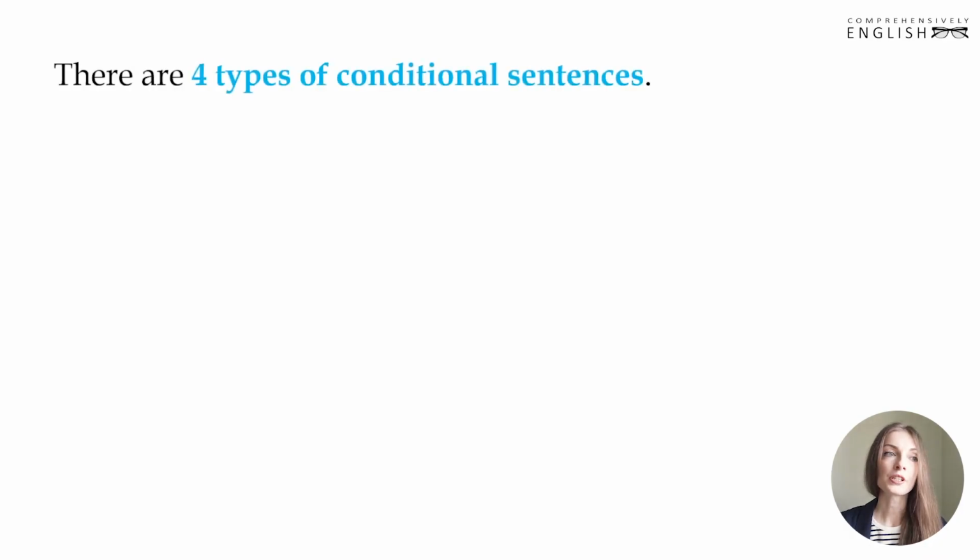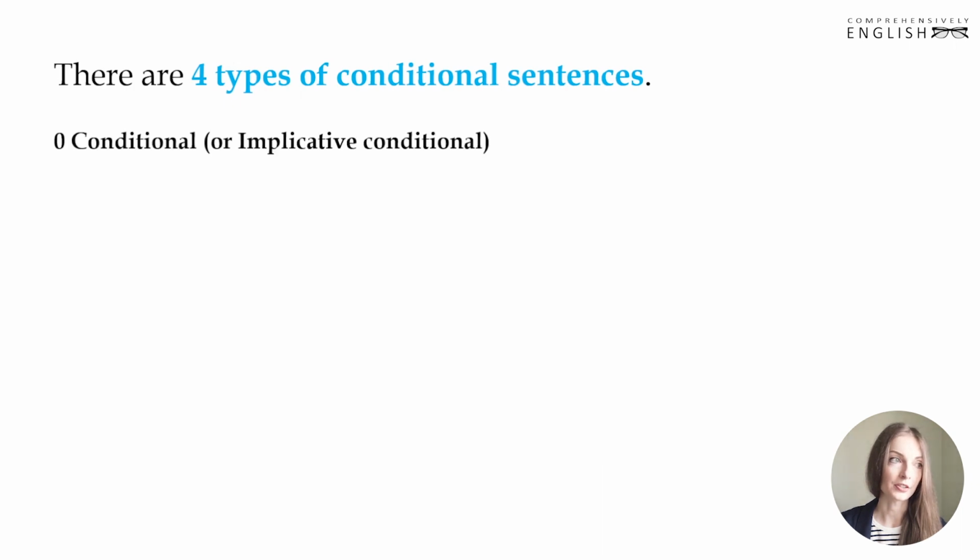There are 4 types of conditional sentences: zero conditional or implicative conditional. Why is it called this way? Because an action or a situation is implicated. For example, if you don't eat, you die. You will inevitably die if you don't eat for a particular amount of days.